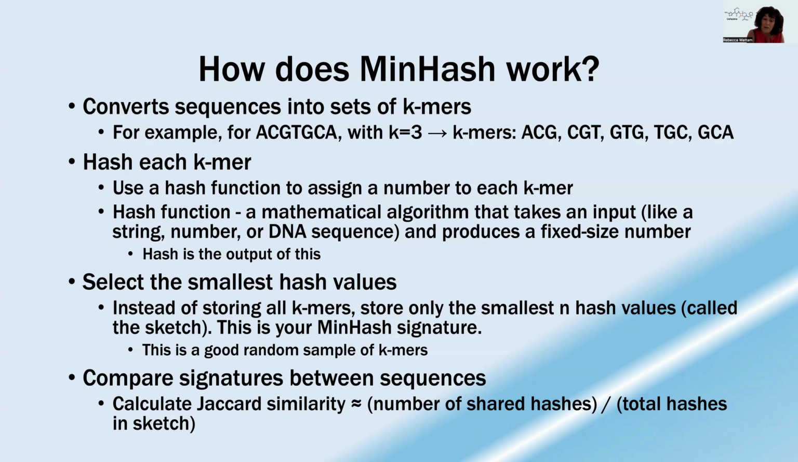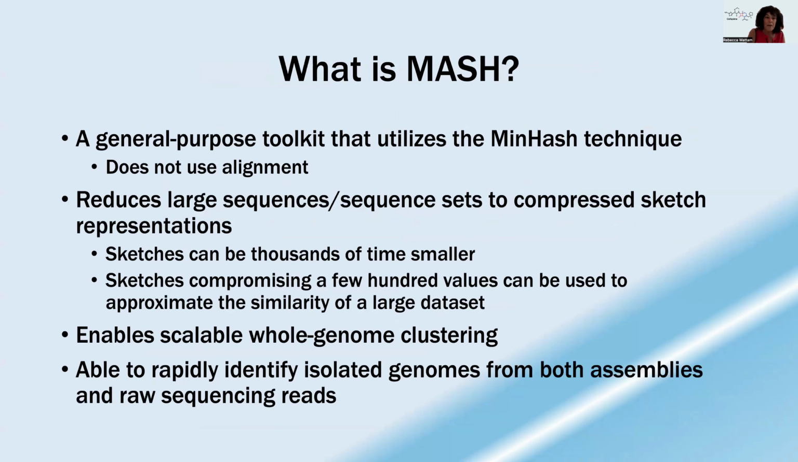Now you compare those signatures between sequences. And here they use something called Jaccard similarity, which is looking at the number of shared hashes over the total hashes in the sketch. So that's min-hash. Then we go on to mash. Mash is just taking min-hash and not using alignment, but it reduces all of these sequences into a compressed sketch representation. It's thousands of times smaller than the actual data. So you can imagine that this can run a lot quicker.